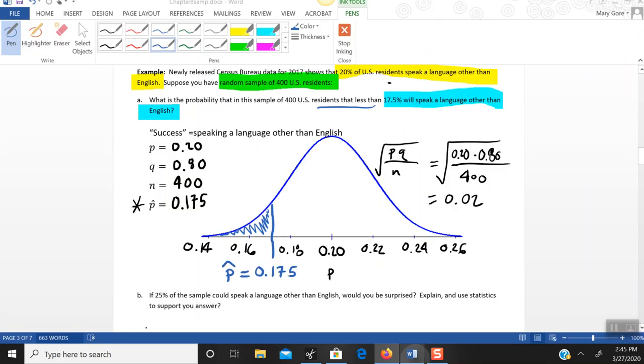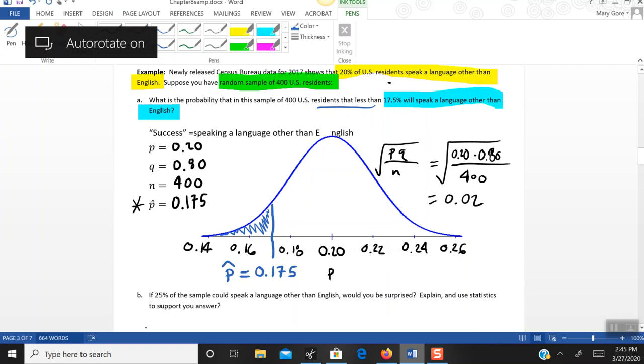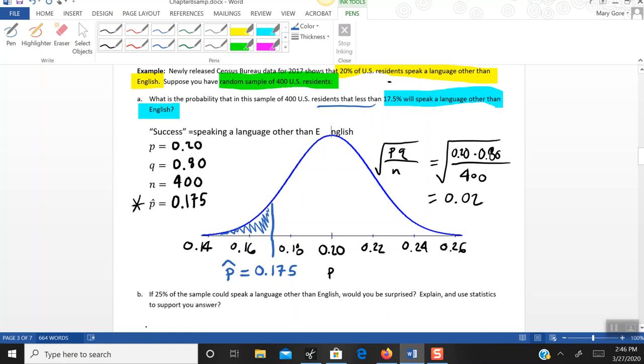Let me go back to my problem. And the probability that in a sample of 400, less than 17.5% of them would speak a language other than English is 0.106. That's our probability. That is the area in that shaded region. So there's about a 10% chance that less than 17.5% of individuals in this sample would speak a language other than English. I hope that was helpful.